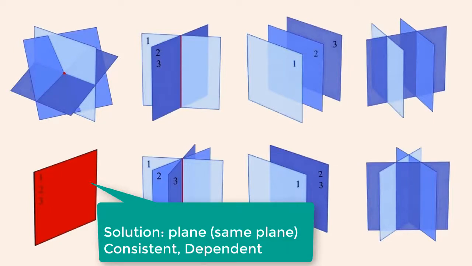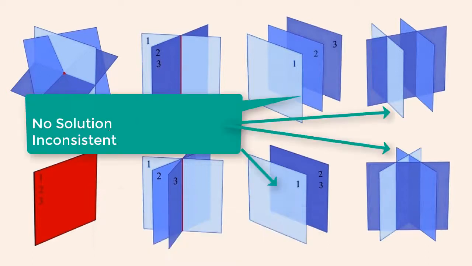It's also possible for all three planes to be the same. This is very similar to them being the same line with two equations. This is consistent and dependent as well. The four situations on the right are all examples of there being no solution, an inconsistent system.